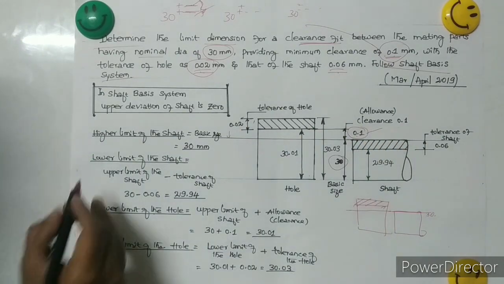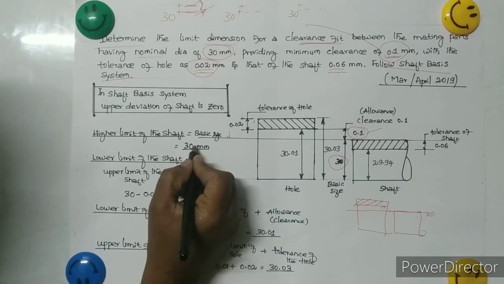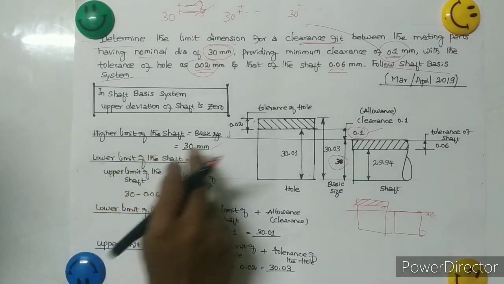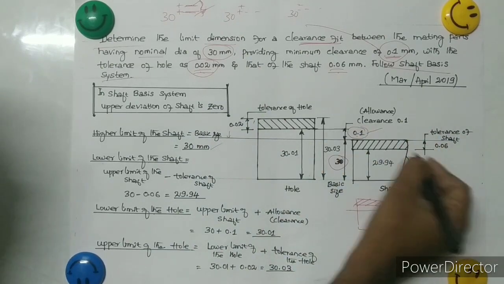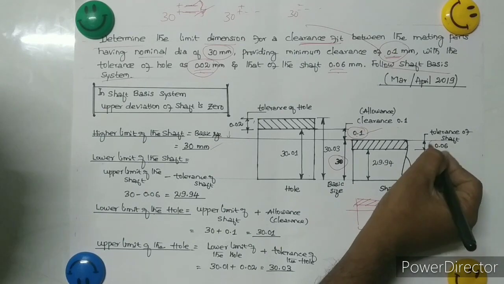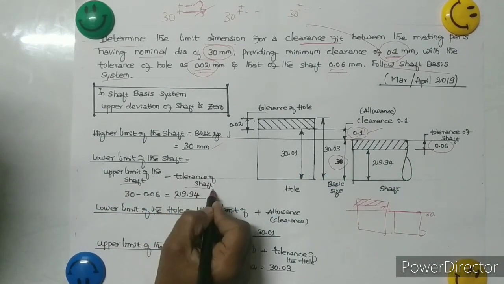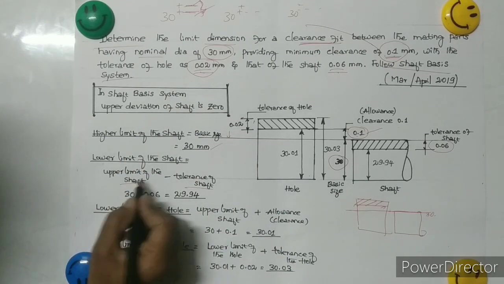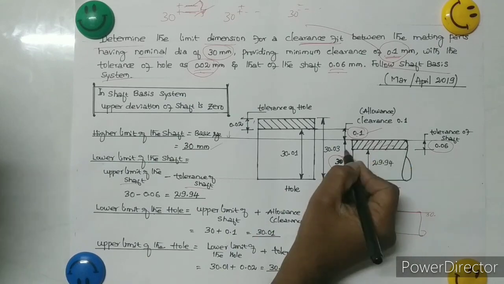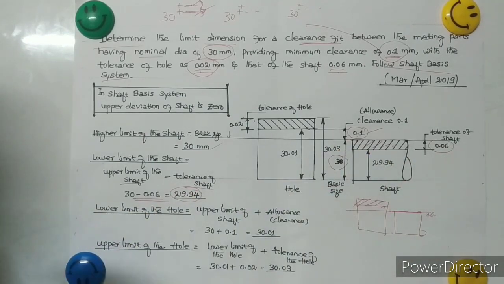So see here one by one. The higher limit of the shaft is nothing but the basic size, because that is 30 mm. What is the lower limit of the shaft? For the shaft, your upper deviation is fixed at 0, so you have to come down by the tolerance, given as 0.06. So upper limit of the shaft minus the tolerance of the shaft: 30 minus the tolerance zone of the shaft, 0.06. If we calculate this, we get 29.94 mm.